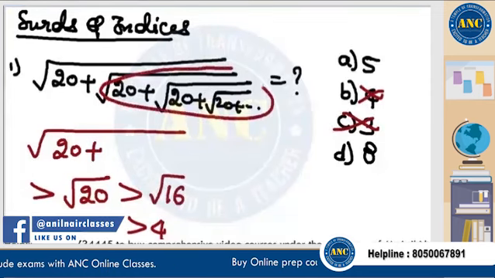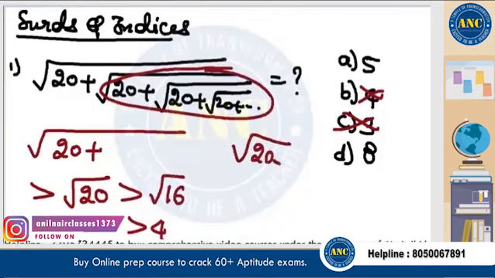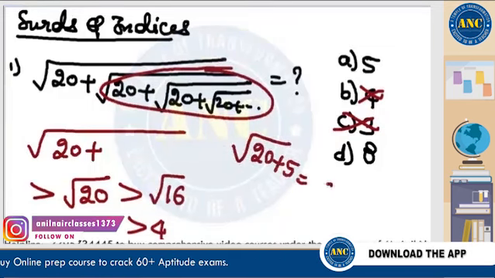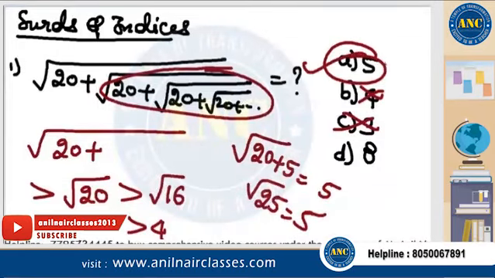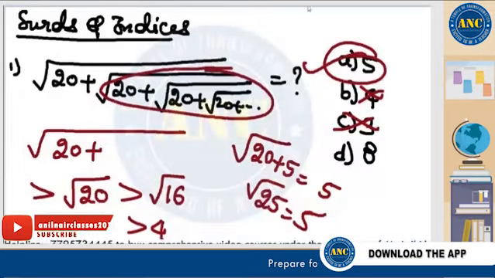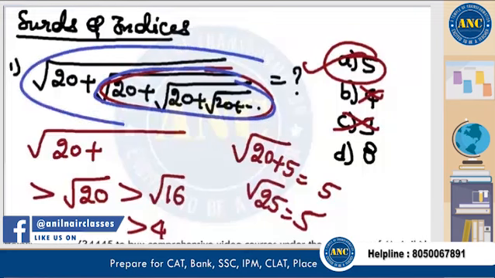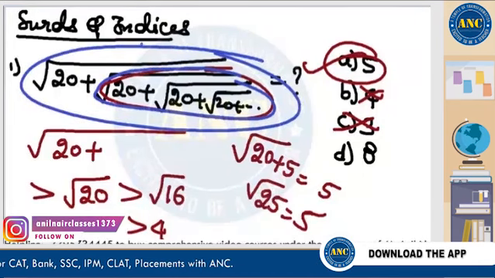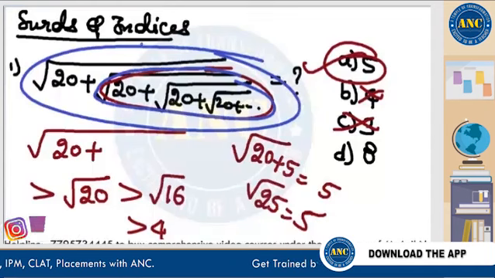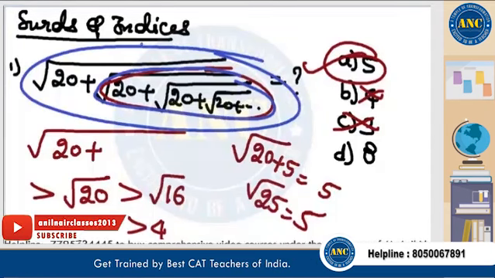This entire value is nothing but the question. So if I put the first option, root of 20 plus 5 is root 25, which is 5. 5 equivalent to 5. First option is right. Whatever the second term is there, that itself is the entire question. I hope you are all with me.